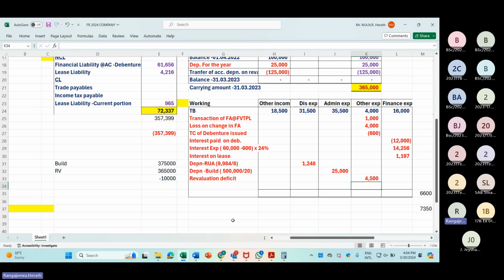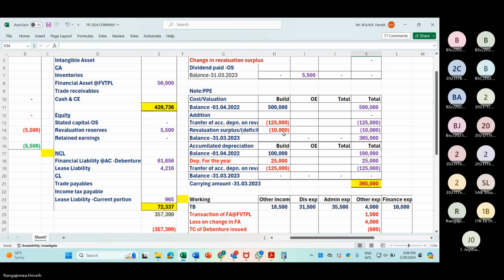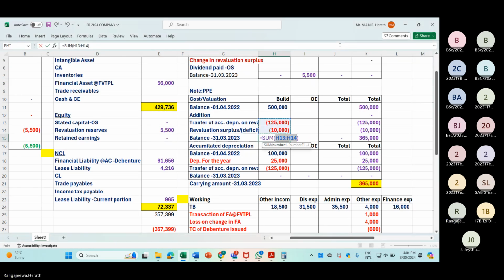Right. So the building year-end balance should be the revalued amount, 365,000.